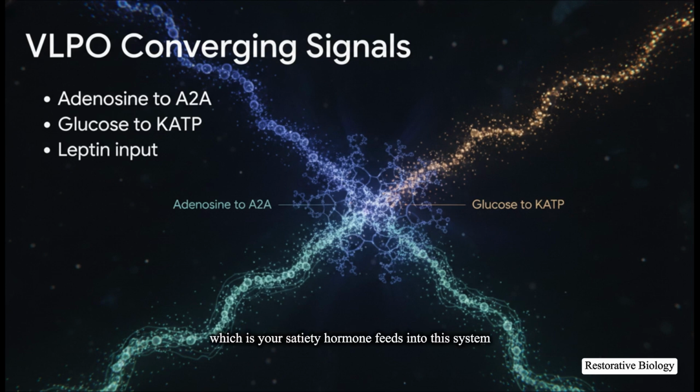Even leptin, which is your satiety hormone, feeds into this system. Basically, the VLPO biases your microcircuits toward NREM sleep only when it confirms your nutritional and energy state is secure enough to power down for the night.